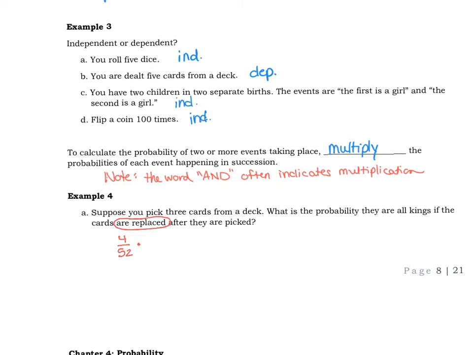So "and" means multiply. I put that card back, I reshuffle. There are still 4 kings out of 52 cards in the deck. And I put that card back and I pick again. There's still a probability of 4 out of 52 that card is a king. Okay, and so that ends up being about 0.0005 on your calculator.